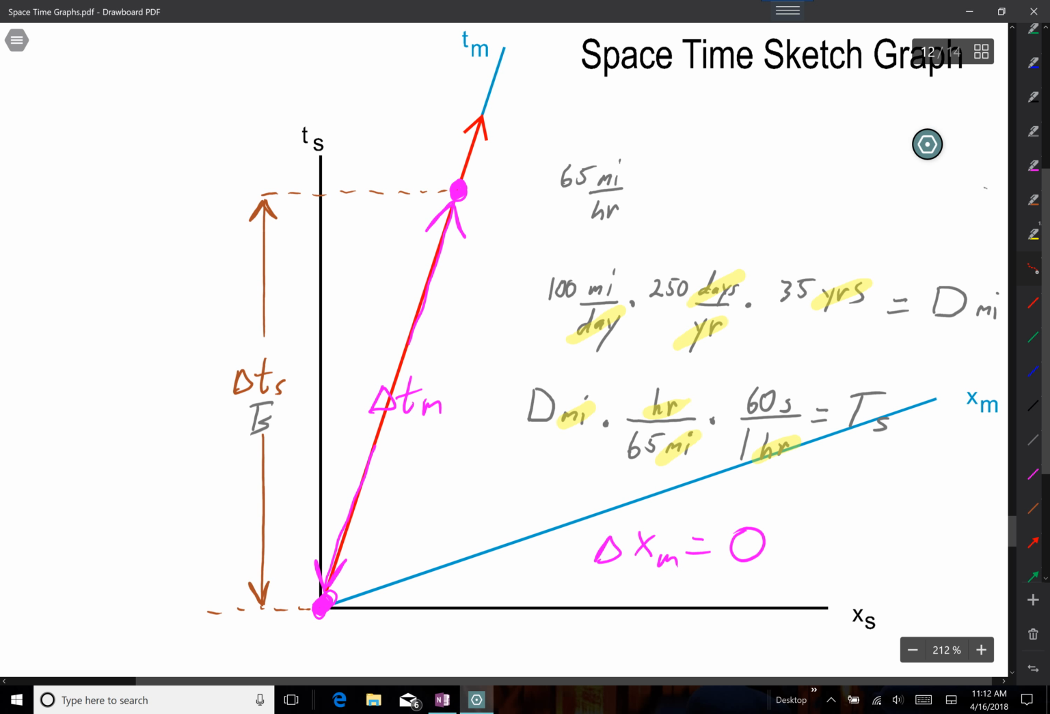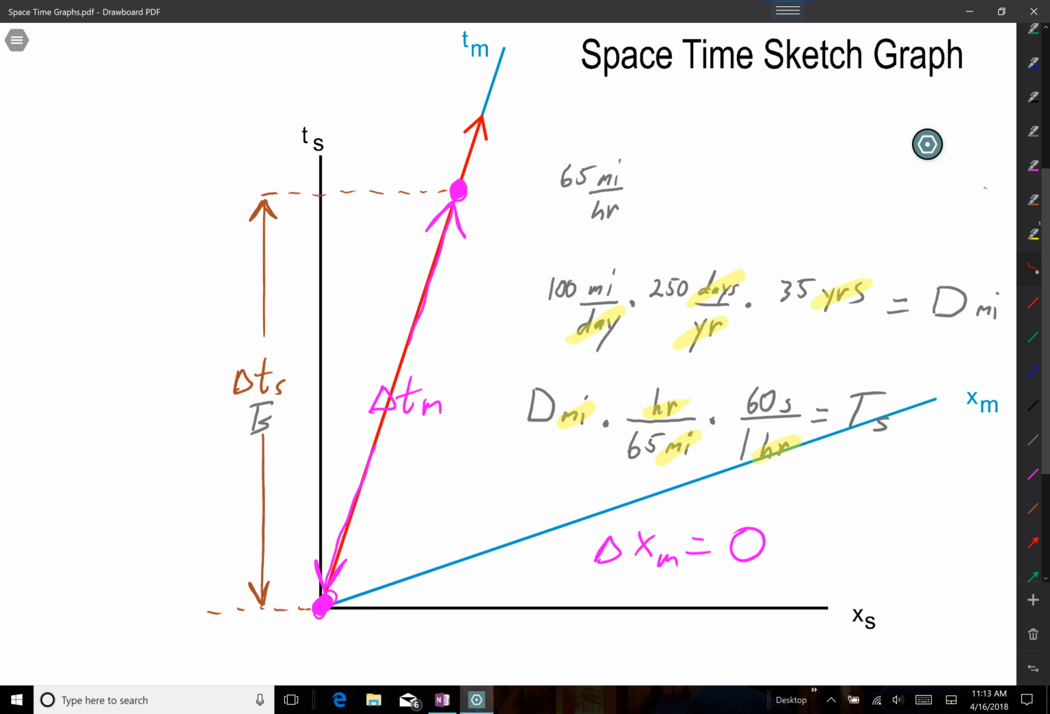So this will give you the simplified Lorentz equation to use. And you should be able to solve for this delta Tm. And then the question is asking you for the difference between this time and this time. How different are they? So you're going to have to subtract those two.